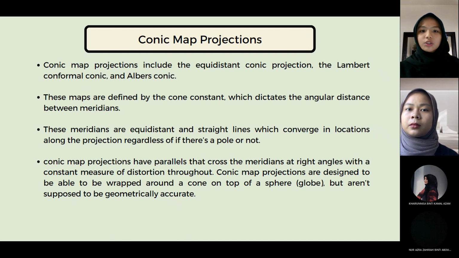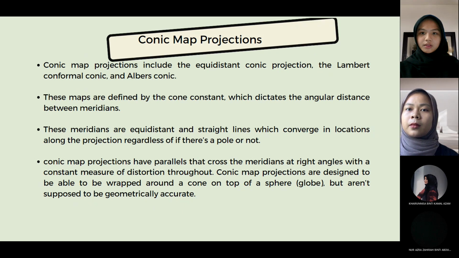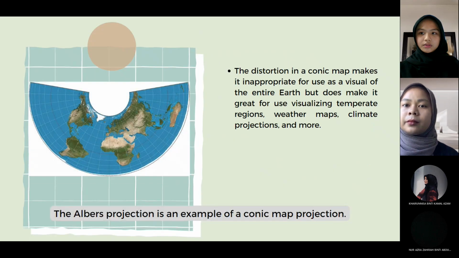Conic map projections have parallels that cross the meridians at right angles with a constant measure of distortion throughout. Conic map projections are designed to wrap around a cone on top of a sphere or globe, but are not supposed to be geometrically accurate. The Albers projection is an example of a conic map projection. Distortions in the conic map make it inappropriate for use as a visual of the entire Earth, but do make it great for visualizing temperate regions, weather maps, climates, projections, and more.